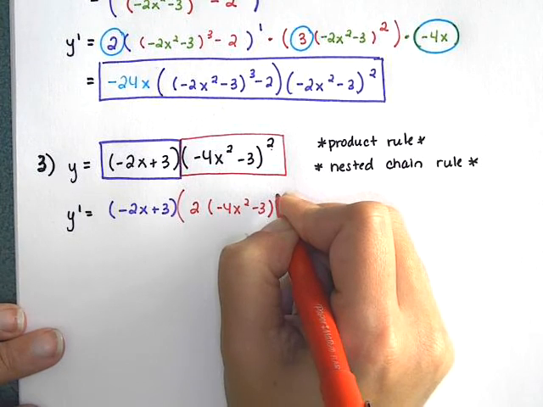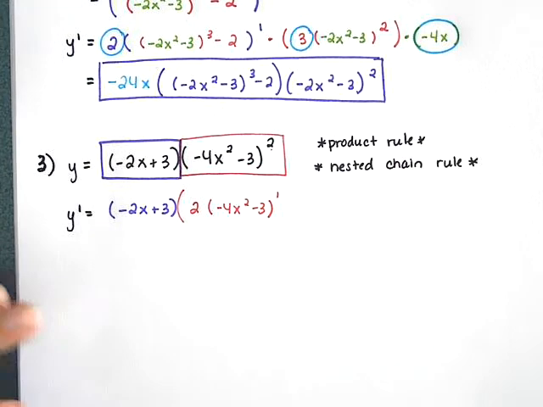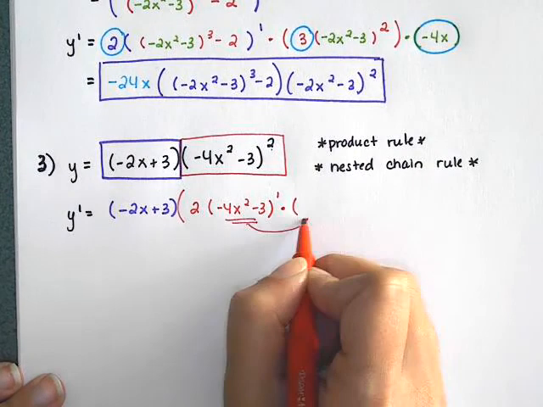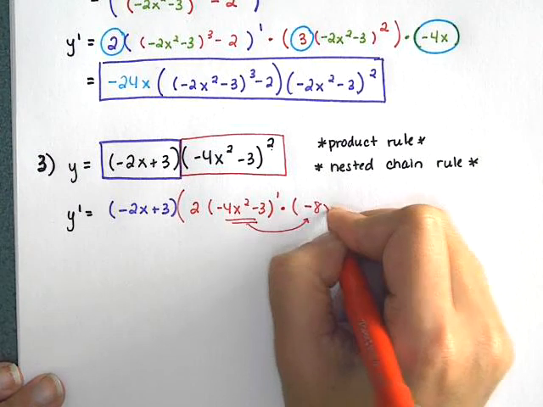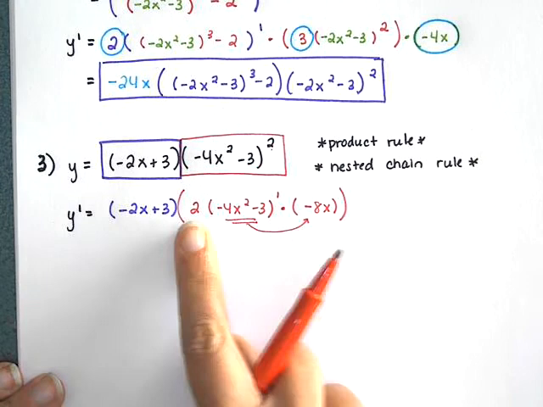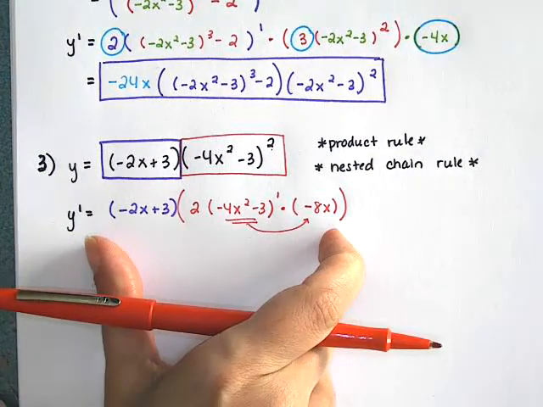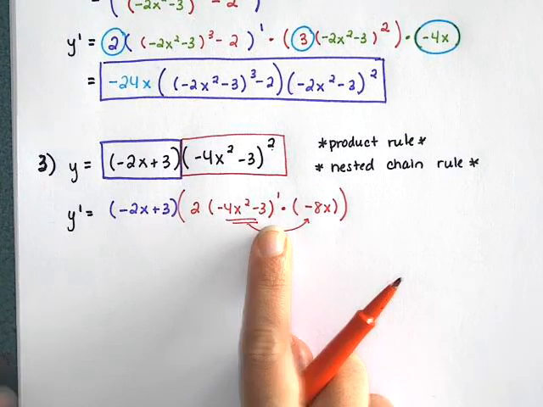Now the new power here is a 1. I don't normally write the 1. And then I take the derivative of the inside, which is negative 8x. And that is all part of the first step of product rule. Copy the first, derivative of the second.